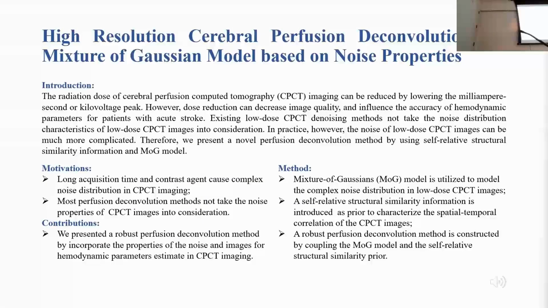Dear all, our work is about cerebral perfusion deconvolution with a mixture of Gaussian model based on the noise properties. The long acquisition time and the contrast agent cause complex noise distribution in CT perfusion imaging. We use the mixture of Gaussian to model the noise distribution and the self-similarity structure information as the prior to construct the robust perfusion deconvolution model.